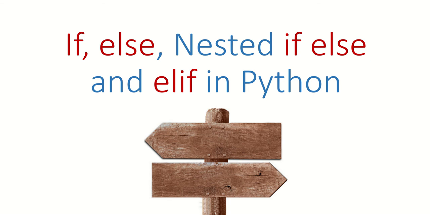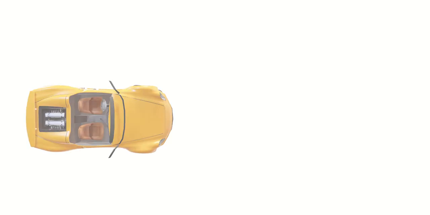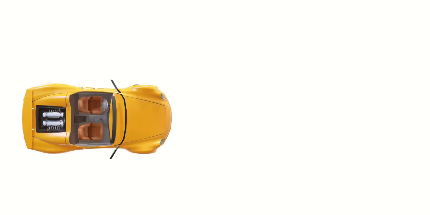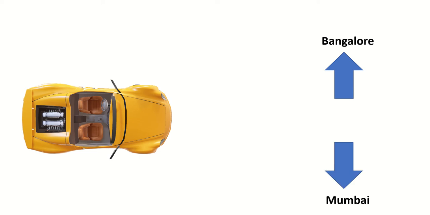Hi guys, welcome back. In this video, we are going to talk about if else, nested if else, and elif in Python. Friends, if else work like a diversion. Say you are driving a car and you see a diversion. If your destination is Bangalore, you will turn left. If your destination is Mumbai, you will turn right. So based on the condition, you will change your route.